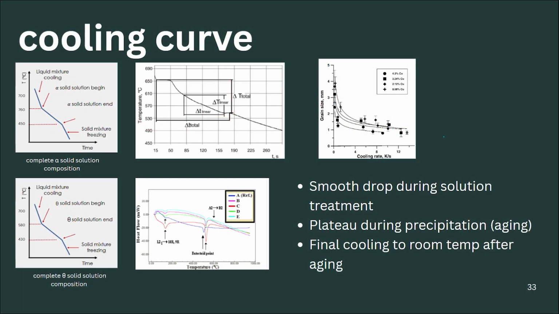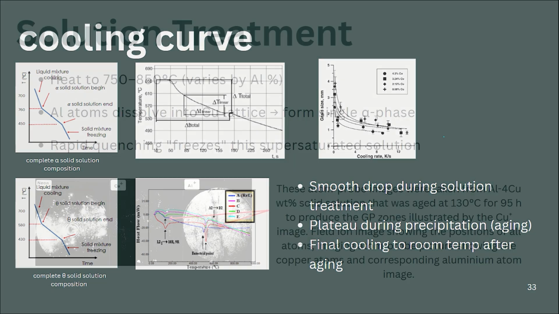After heating, the alloy is quenched quickly, causing the temperature to drop rapidly. Then, during aging, the temperature is held in a lower range where precipitates form, causing a plateau on the curve due to latent heat. Finally, the alloy cools to room temperature, locking in new microstructures.